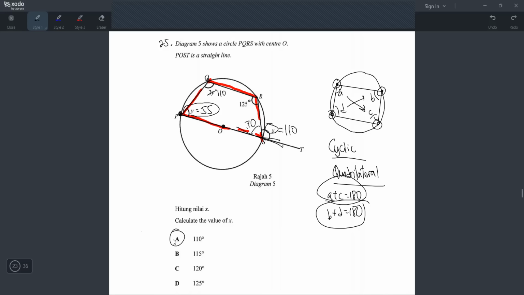Okay? So it's just very easy. I just missed one detail. So this is how I would do it. And remember, this formula can only be used when it's a cyclic quadrilateral. Okay, when the quadrilateral is inside the circle and all four corners are on the circle, then only we use this formula. If it's not, then don't use this formula.